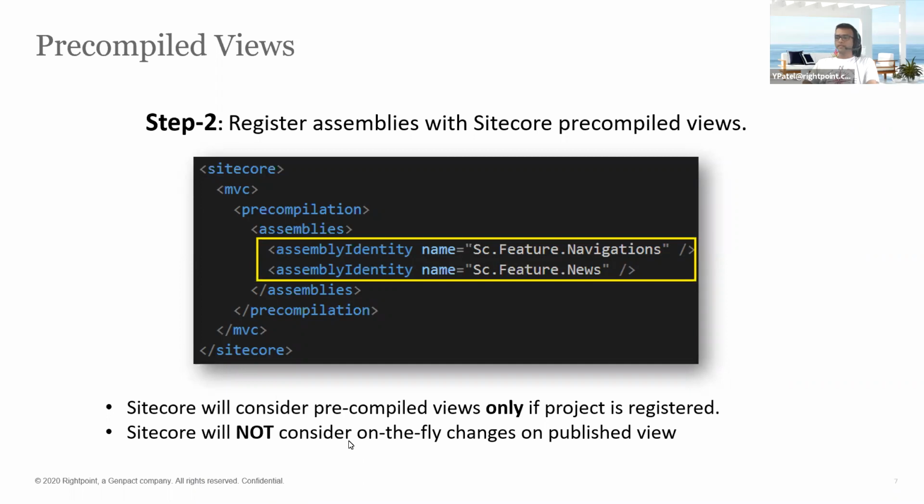And another thing, the only limitation of this approach, especially in local environment, is that Sitecore will not consider on-the-fly changes on published view, because Sitecore knows that all those view files inside the assembly are pre-compiled. So Sitecore will never go to the physical file and ask the .NET compiler to compile. Now, it looks like a limitation, but let us see.